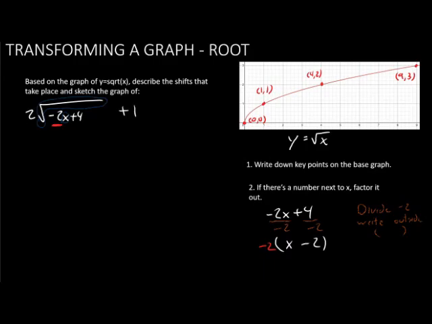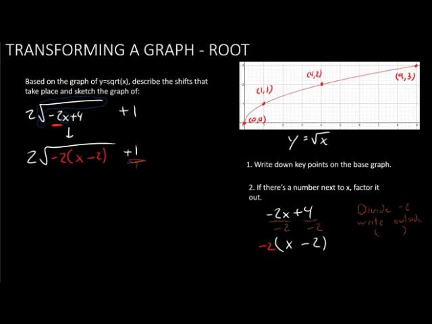We'll use this information to rewrite that square root. Now that square root will change to negative 2 times x minus 2. We'll still have the plus 1 on the outside. Now we take a closer look at our modifiers.